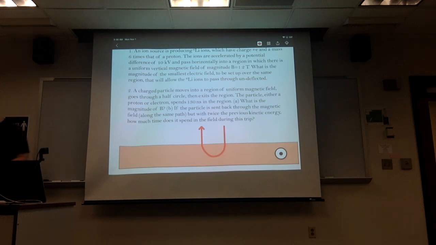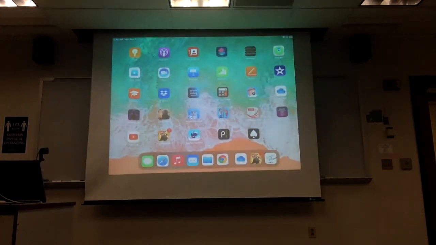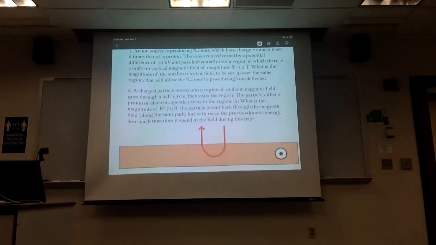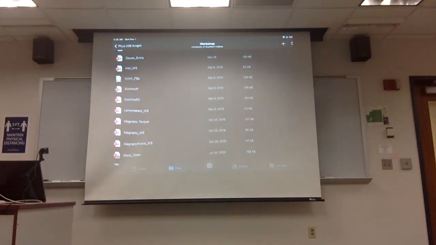Kind of talked about this on Friday, but I'll let you guys work that out. So this one's not bad. It's a nice, easy one. Right-hand rule kind of stuff. Cool. So that's those two. Then we have this one.